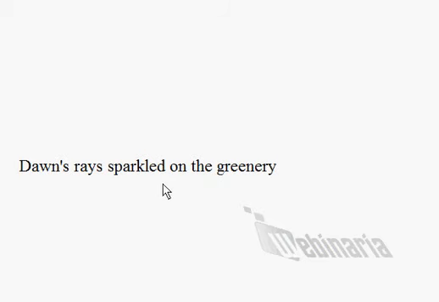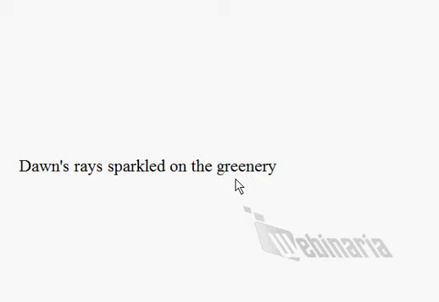Okay. Instead of the jungle, this time I've used the word greenery. Okay, so dawn's rays sparkled on the greenery. I've got greenery instead of the jungle. But maybe we need to add to the greenery. So what could we add? Okay, well, how about dawn's rays sparkled on the rainforest greenery? Yeah? Dawn's rays sparkled on the rainforest greenery. So now we know it's jungle, it's green.